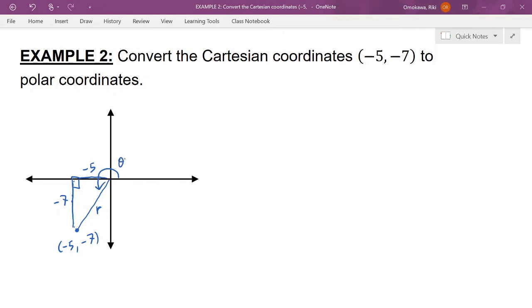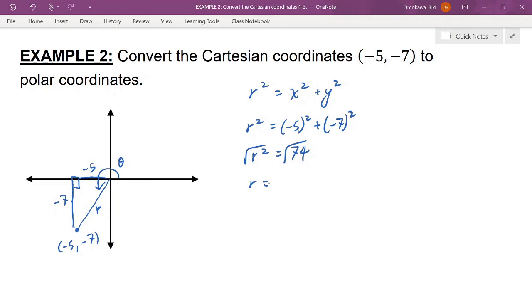Now the r part is easy. We have r squared equals x squared plus y squared by the Pythagorean theorem. Then we have r squared, x is negative 5 squared plus y is negative 7 squared. You get r squared is 74, square root both sides, and you'll get, well, you could keep it exact if you want, square root of 74, which is around 8.6023. So there's the radius, the radial distance, but then theta.